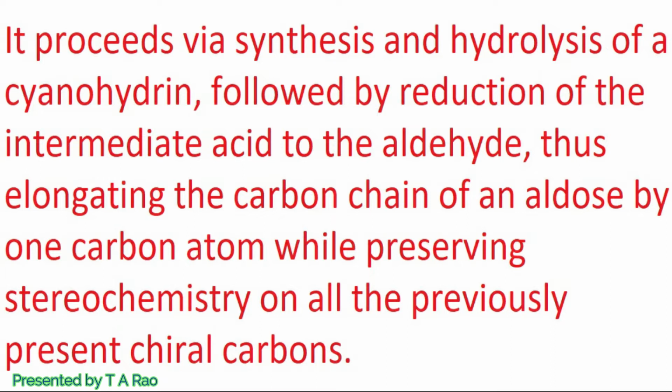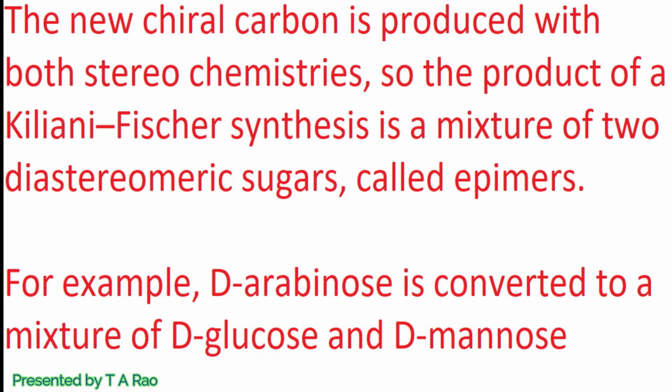carbons. The new chiral carbon is produced with both stereochemistries, so the product of a Kiliani-Fischer synthesis is a mixture of two diastereomeric sugars, called epimers. For example, D-arabinose is converted to a mixture of D-glucose and D-mannose.